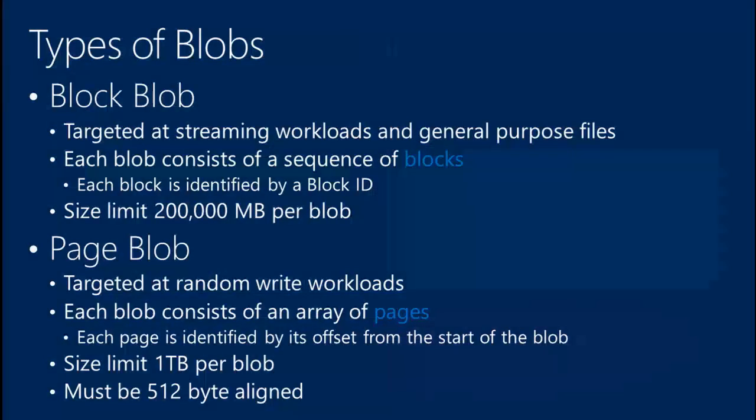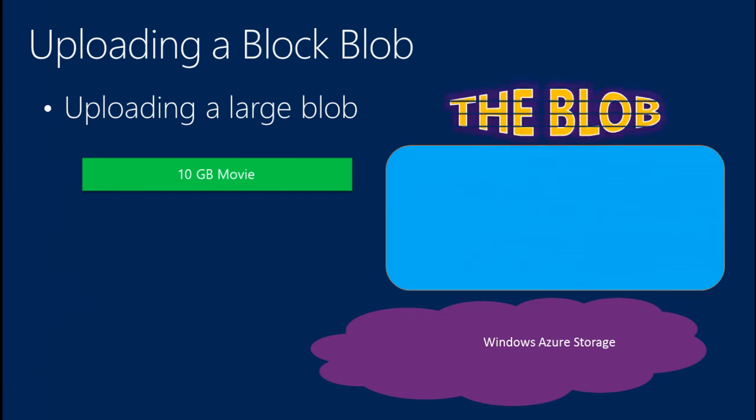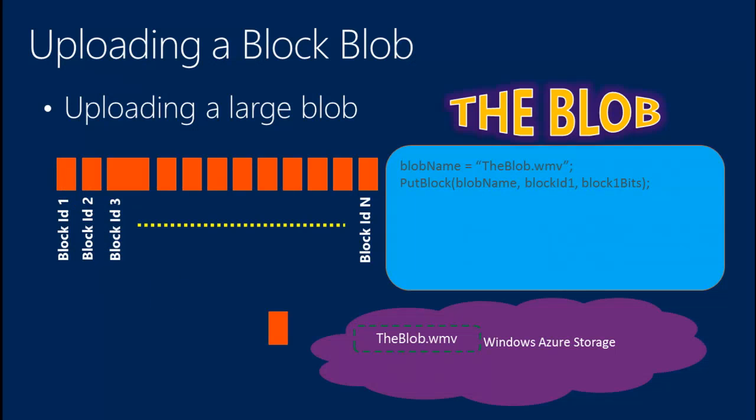All right, so here's how you use a block blob. One of the best examples here is to upload the movie The Blob. So it's a 10 gigabyte movie. The first thing we do is decide our blob name. So we're having The Blob. And then, again, if you use the storage client library, this is done for you. If you want to do it yourself via REST or whatever, you can do that as well. What happens for you is a bunch of block IDs are created as you upload. So you put blocks. There's put block 1, put block 2, put block 3, and so on, all the way to block n.